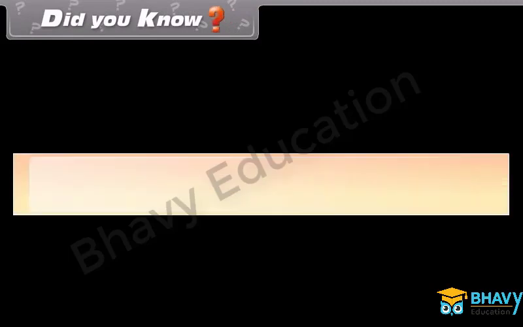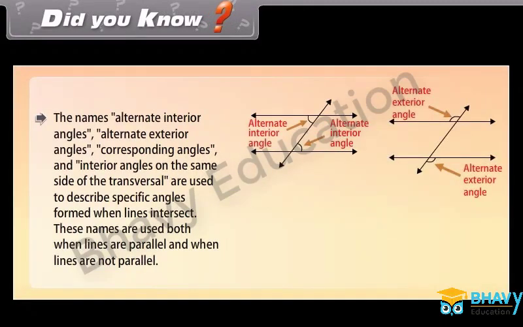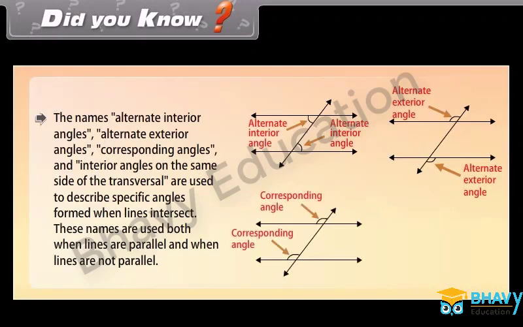Did you know the names alternate interior angles, alternate exterior angles, corresponding angles, and interior angles on the same side of the transversal are used to describe specific angles formed when lines intersect. These names are used both when lines are parallel and when lines are not parallel.